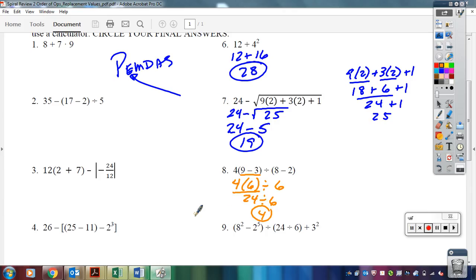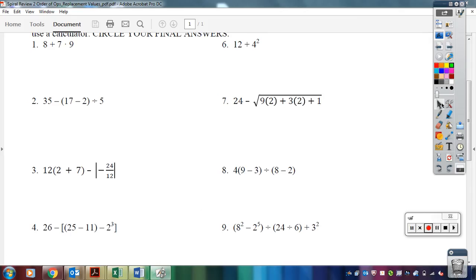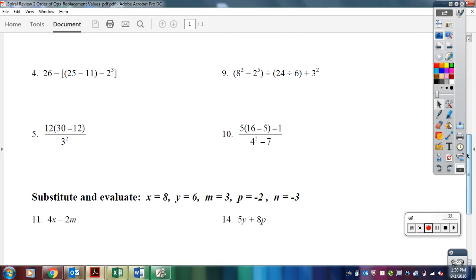We did that division first. You kind of got lucky, but we should have done that multiplication first. Let's move down so I can finish off 9 and 10. Number 9, a lot of work to do inside here.